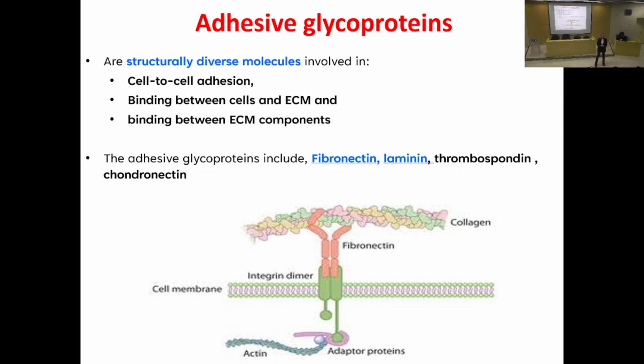All right. So the next molecules of the extracellular matrix are the adhesive glycoproteins. From their name, there is the word adhesion. This kind of molecule is very important for the adhesion of cell to cell, cell to extracellular matrix, or between the extracellular matrix components together. So they can be involved in these three types of adhesion. The adhesive glycoproteins are fibronectin, laminin, thrombospondin, and chondronectin. Today we will talk only about the fibronectin and the laminin.